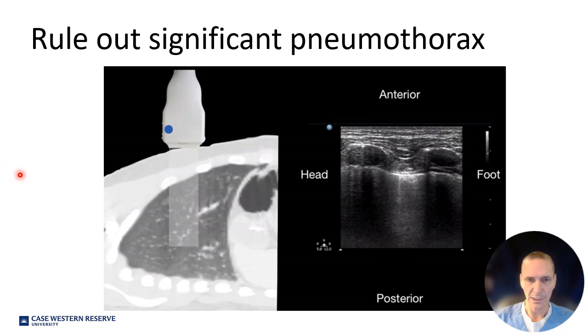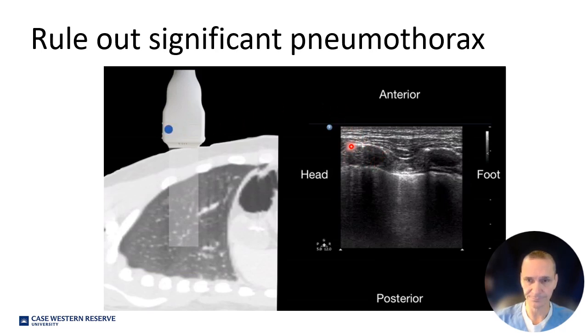So our goal, again, when we're scanning the lung in an eFAST exam, is we're looking for, or at least we want to rule out, a pneumothorax or significant pneumothorax. Here's the indicator. This is the linear probe, but this can be done on the phased array probe as well, and even the convex probe. And here are the indicators towards the patient's head.